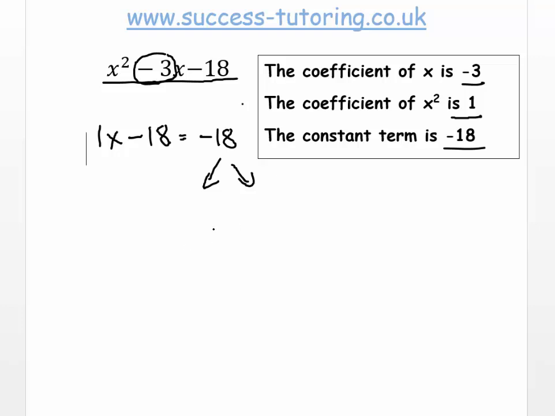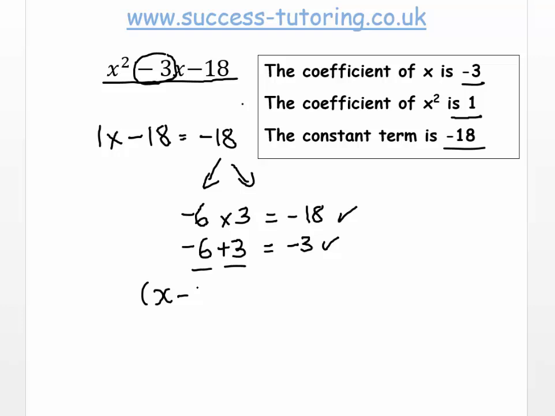So if I said, just for instance, let's try minus 6 times positive 3. Minus 6 times positive 3 will give us minus 18, which is what we needed. But let's try and add them. Minus 6 add 3. That's going to give me minus 3. Perfect. We've got our values to input in our brackets. We've got (x − 6)(x + 3).